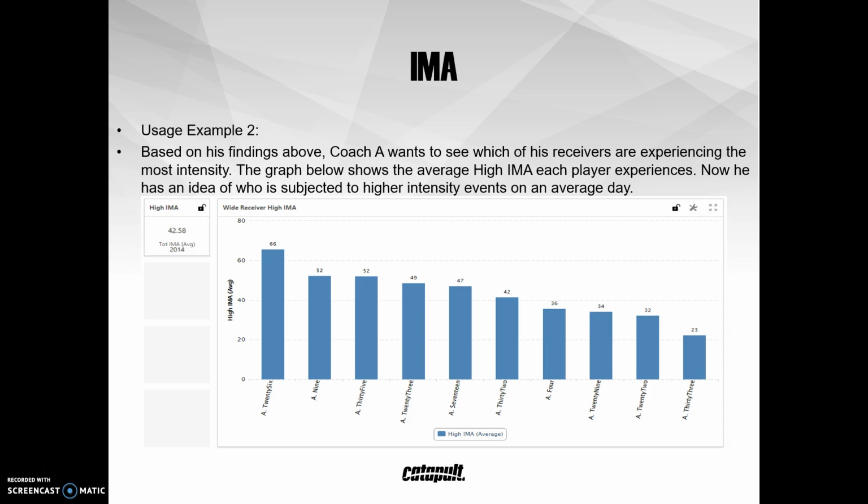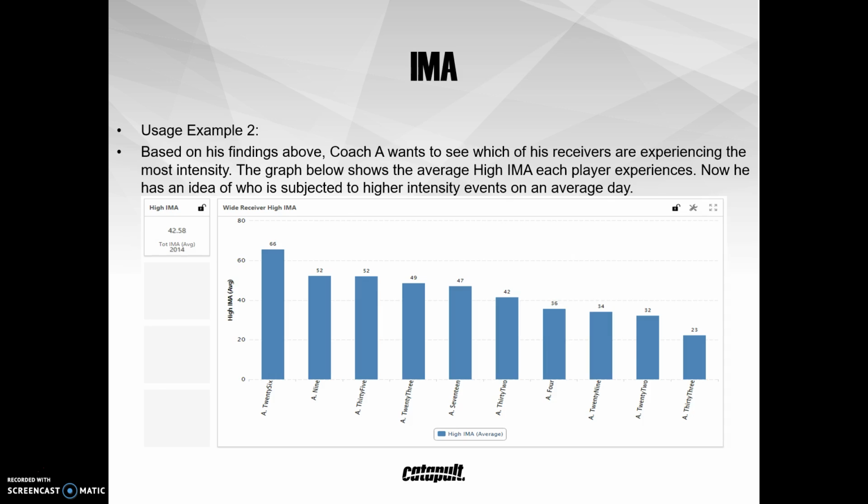What we have graphed here is the high IMA on average for the individuals within the receiver group for an entire season. As we saw above, a 43 is the average IMA for a wide receiver, but when we break it down to see the variability of each player within this position, we'll see that a 43 for athlete 26 might be considered a light day, while a 43 for athlete 33 is almost double what he is expected to do.